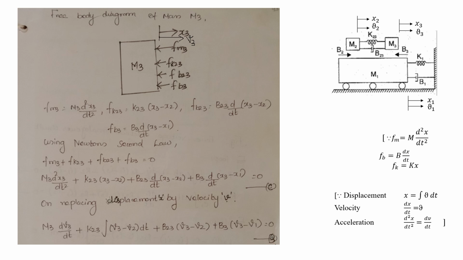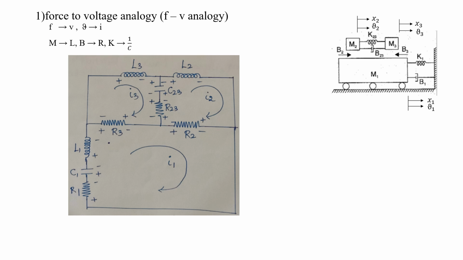Now we are going to find the electrical analogy. The first analogy is the force to voltage analogy. So here first we have to write the formula for the force to voltage analogy. To draw this electrical analogous circuit using the force to voltage analogy, we have to see this question. Here we have 3 masses, so correspondingly, for force to voltage analogy, we have to assume 3 loops.